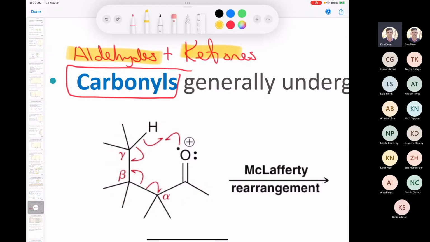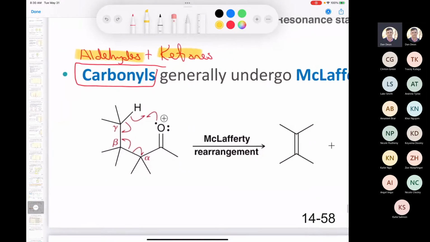How will you know you've got a McLafferty rearrangement? Are you ready? Here's how you know. First of all, the requirement for a McLafferty rearrangement is that you have a gamma carbon on an aldehyde or a ketone that has a hydrogen on it. Now, if you're wondering, what the heck is that? Well, here's a ketone. This is a ketone here.